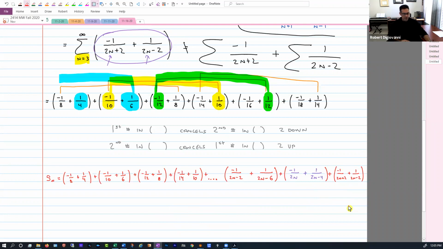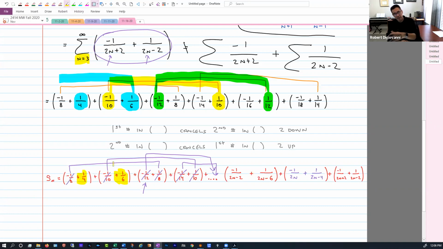First guys cancel, second guys 2 down. This first guy cancels with the second guy 2 down, gone. First guy cancels with second guy 2 down, gone. How about this -12? Is that going to go away? Yeah, somewhere in here it's going to cancel. -14 should cancel with something in there. The only things that didn't cancel were the 1/4 and the 1/6.